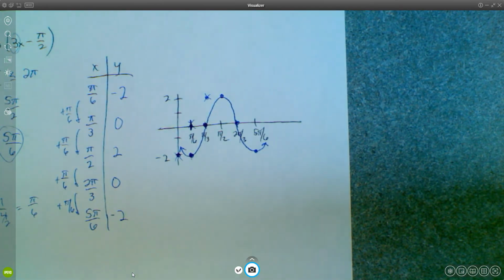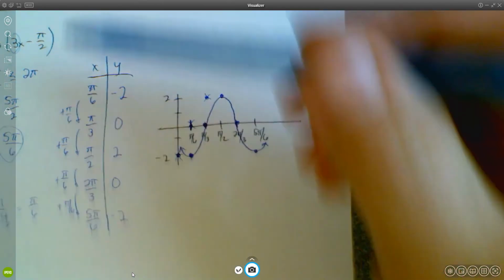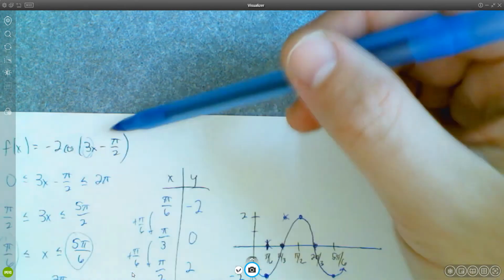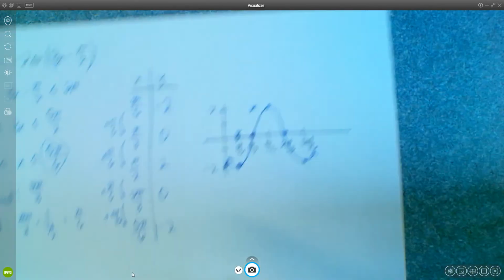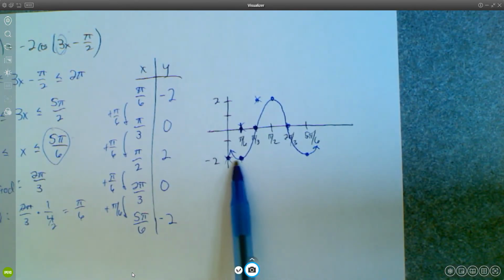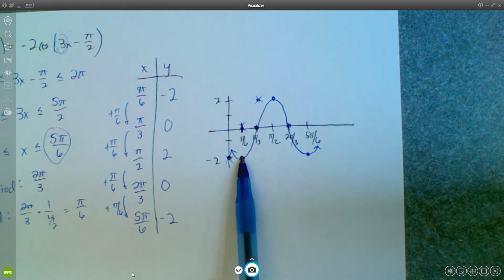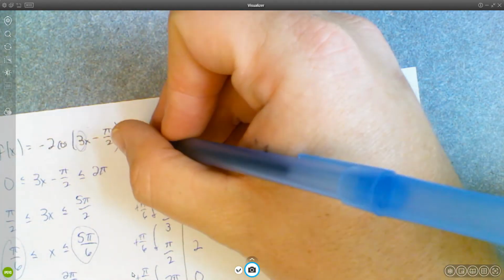I want to talk to you about the phase shift on this one, because when you look at this, at first glance, it seems like the phase shift is going to be pi over 2. And yet, we only ended up shifting it over pi over 6. So the phase shift is really just pi over 6. And why is that? Well, one way that you could see that is if you rewrite this function as follows.